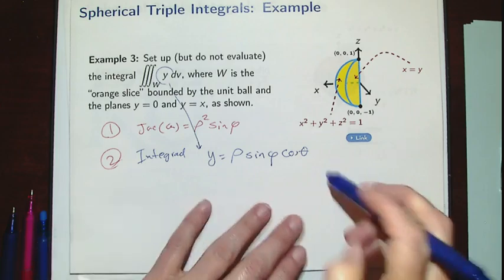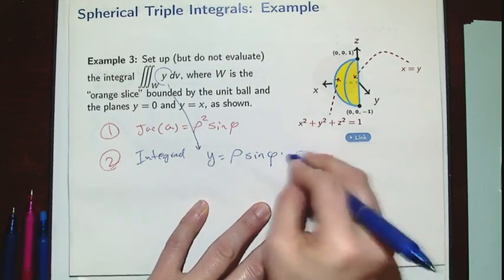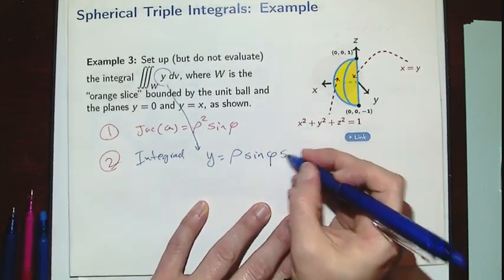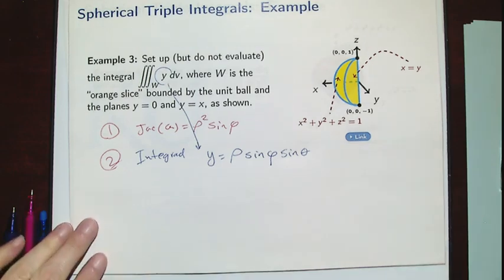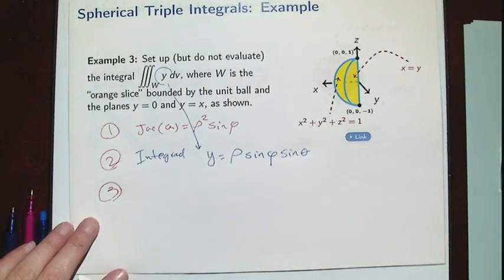Cosine. Oh, whoa, yeah, sine of theta. What's y? Thank you, thank you. You saved me. There we go. So the integrand is this. Now what else do I need? Bounds, right? I need bounds.